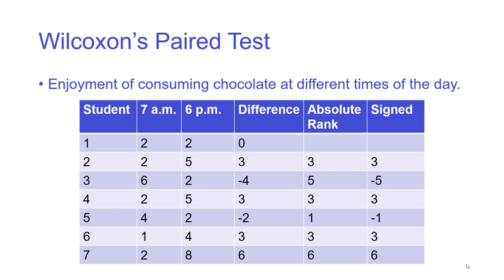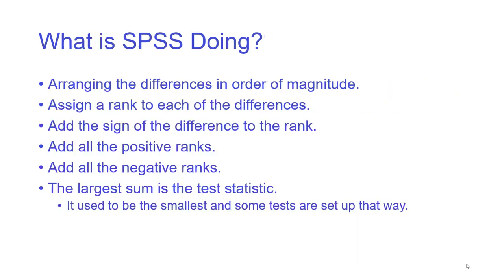You then put the signs back on, so there are 2 that were negative numbers, they become -5 and -1, all the others are positive numbers. Then you look at the size of the totals for all the positive ranks, the totals for all the negative ranks, and you pick the largest of those 2 numbers to be the test statistic. Now it used to be the smallest, but SPSS has changed the way it does its evaluation and calculation of the p-value, so the test statistic is now the largest of those 2 numbers.